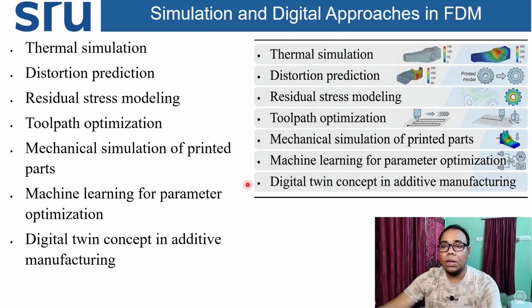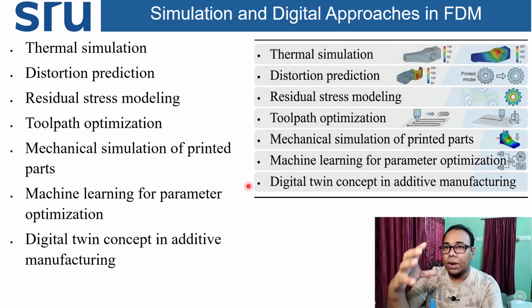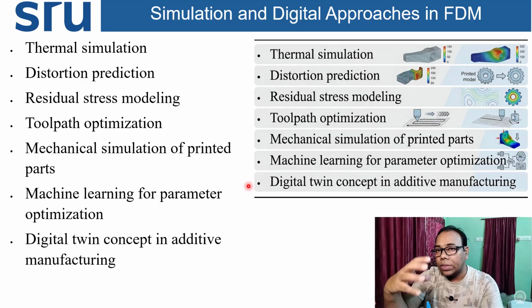So coming to the simulation and digital approaches for the FDM process. One can perform thermal simulation: how much heat is generated, how the heat flows from one end to another end, and in between there are different parts, so how the heat is flowing over that component. That phenomenon can also be analyzed.